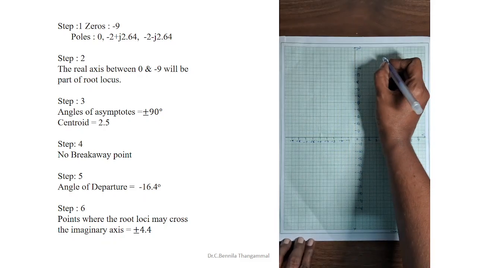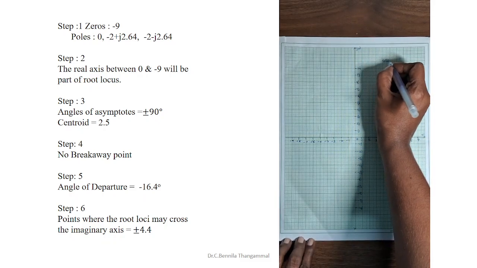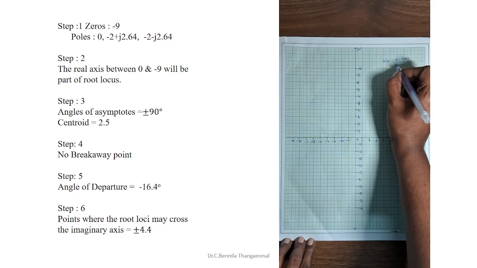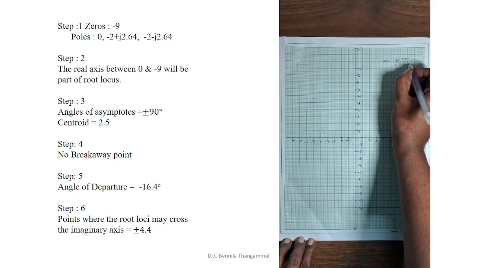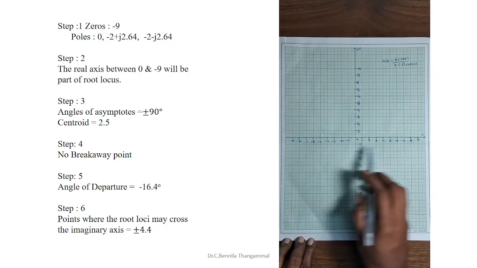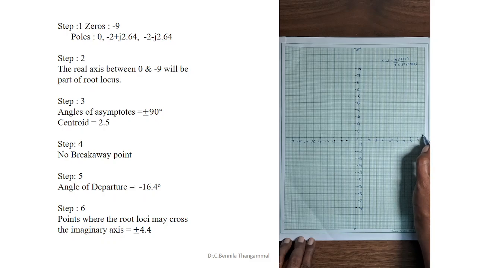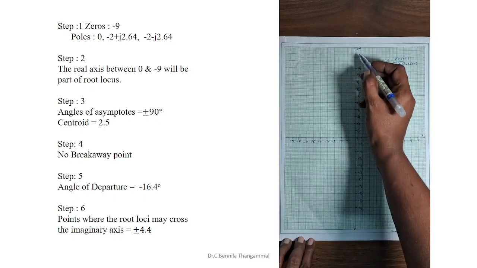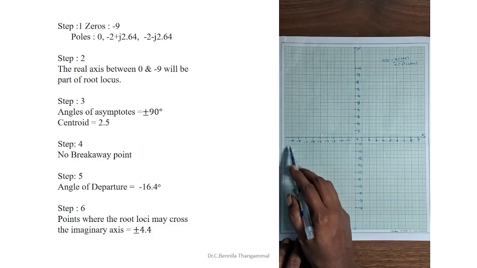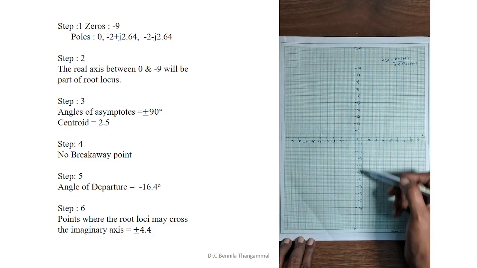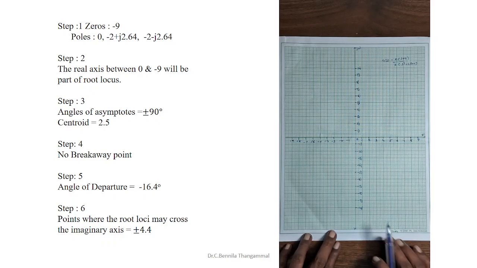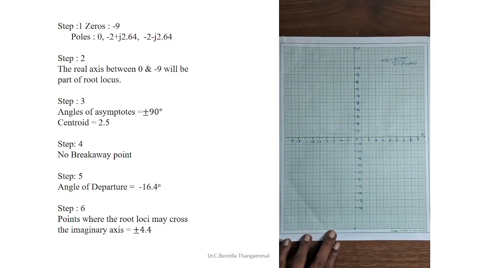So for the function G(s) = K(s + 9) / (s(s² + 4s + 11)), first we take the real values on the x-axis and the imaginary values on the y-axis: 1 to 9, minus 1 to minus 9, 1j to 10j, and minus 1j to minus 10j. Now we have to plot the graph step by step.